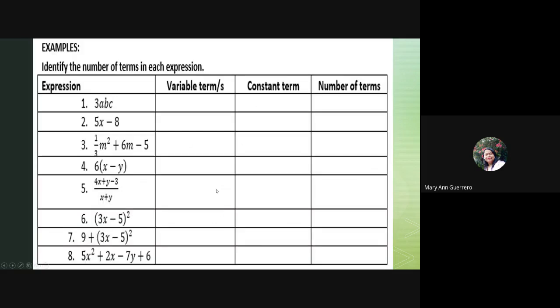Okay. So identify the number of terms in each expression. For example, we have one term here. And this one consists of one variable term, which is 5x, and one constant term. Ito naman ay variable term lang yan.